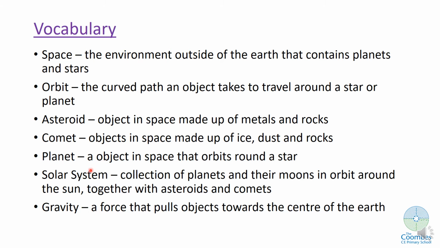And then the final one is our solar system. Our solar system is a collection of planets and their moons in orbit around the sun, together with asteroids and comets. Well done if you've kept up with all those new words this week. It's not a test, remember, it's just good for us to know what these words mean so when we're learning about space, we have an idea.